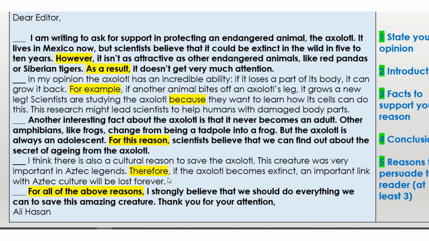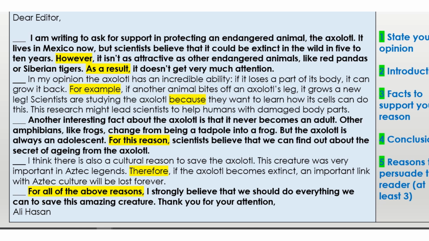Finally, the conclusion. For all the above reasons, I strongly believe that we should do everything we can to save this amazing creature. Thank you for your attention. And then you add your name, Ali Hassan.